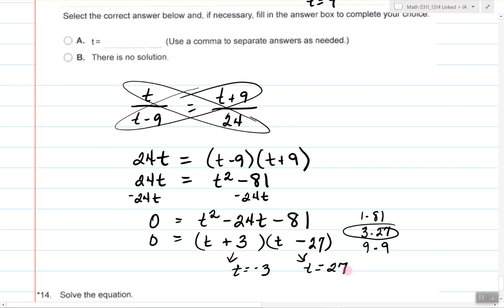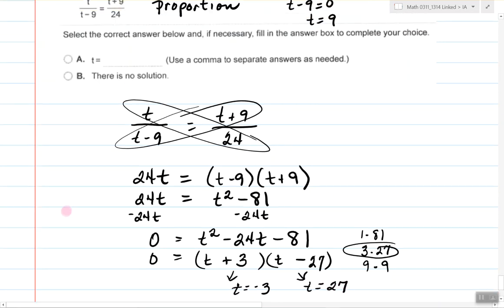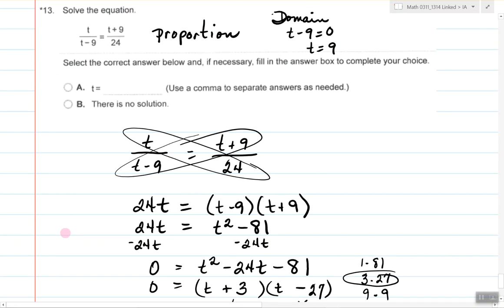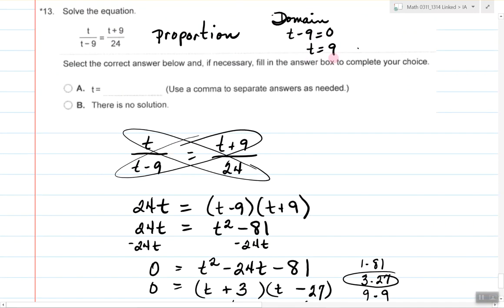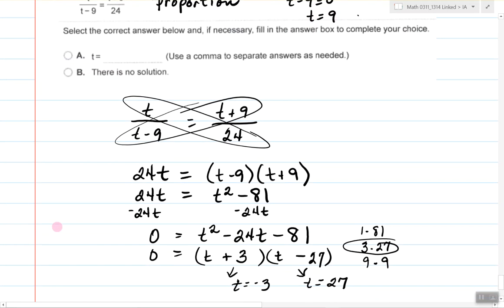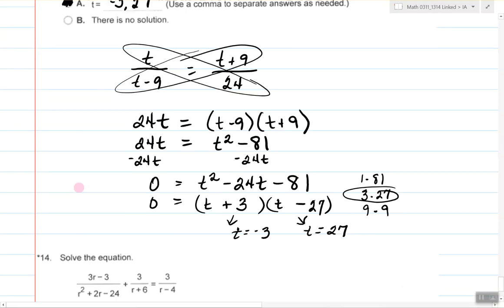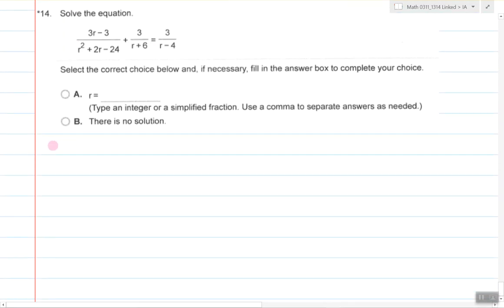Are either one of those violations of the domain? No. 9 is the only exclusion. So I have two answers. I have negative 3 and positive 27, and it does not matter about the order that you enter them. All right, I think we're on our last problem now.